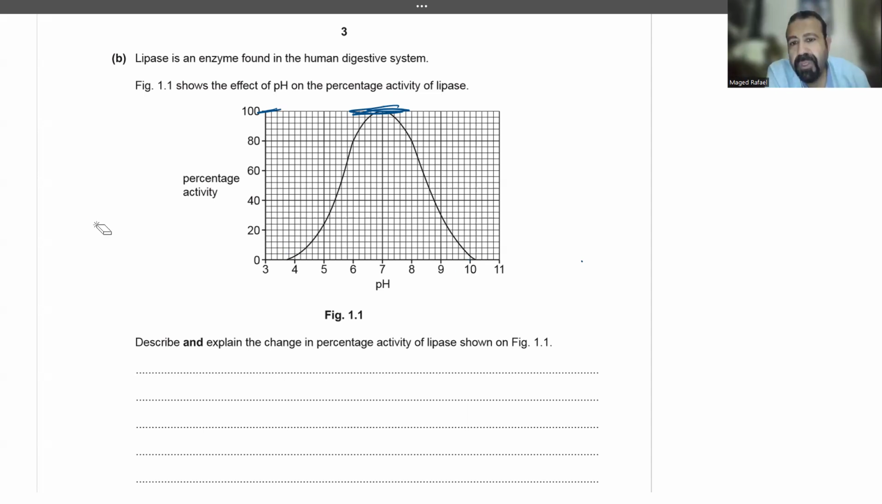We can say at 10.2, okay, it was 0. This is a description. So I think we need to move to the explanation. Bara, could you explain this graph?